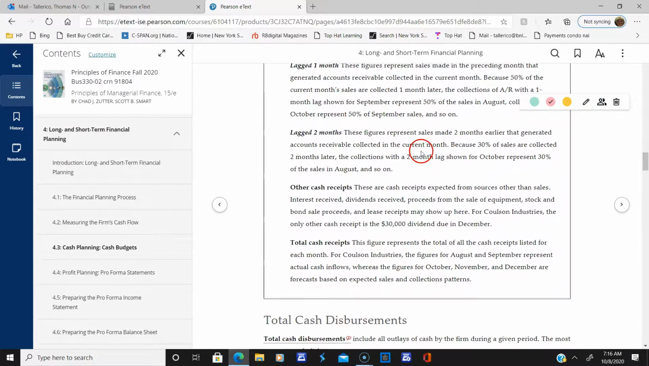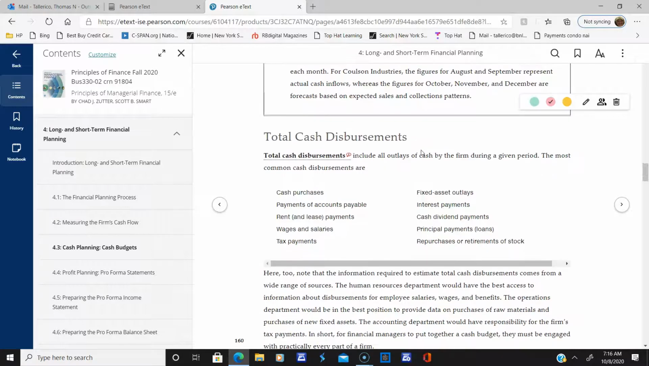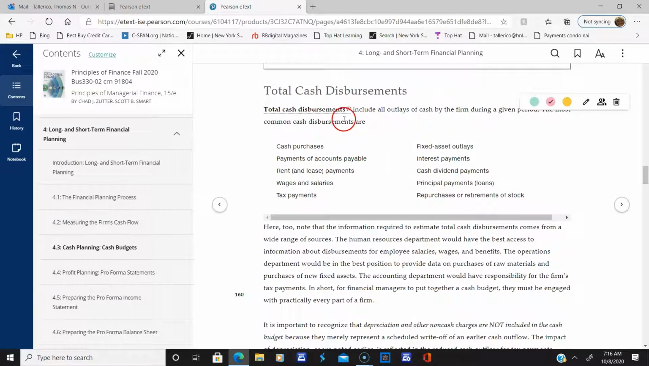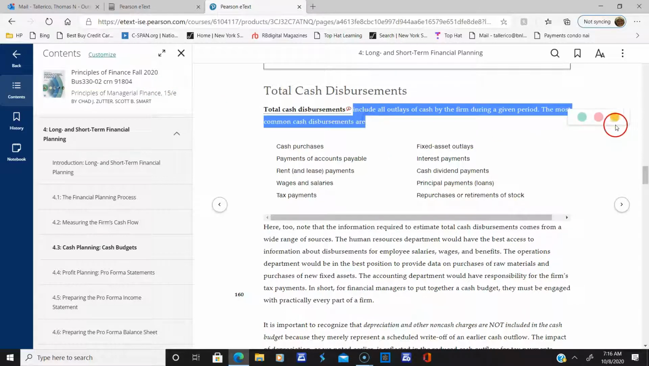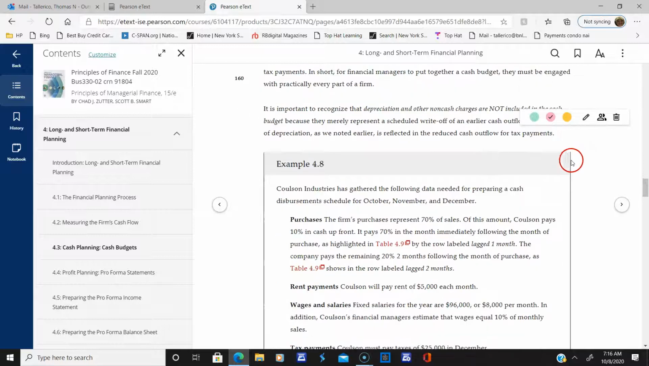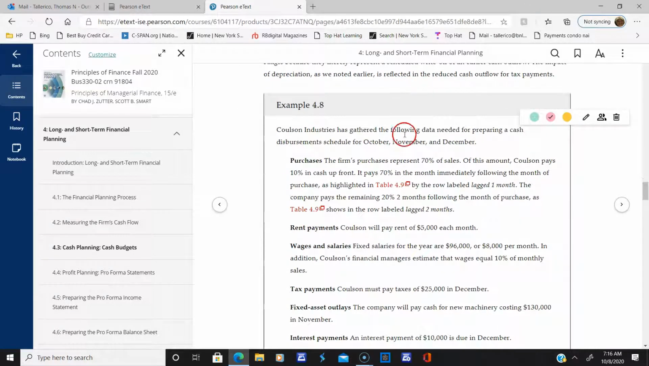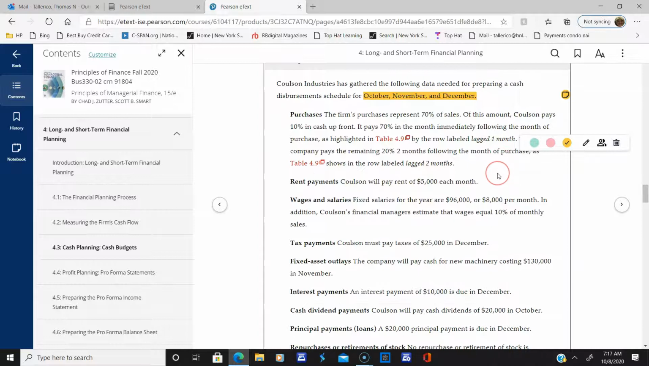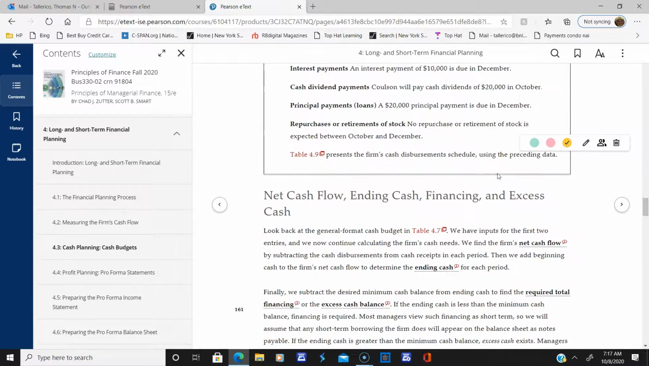And so here's the example we just did. Here are the disbursements, and here are the items that are dispersed. Again, here are all the numbers from the example I just did. This was Colson Industries, and they want to do a forecast for October, November, and December. So they're forecasting.